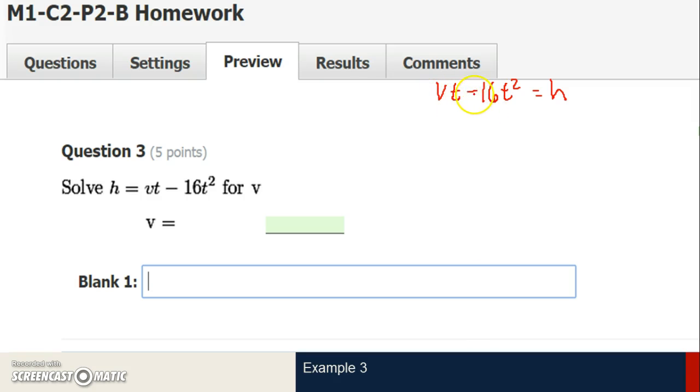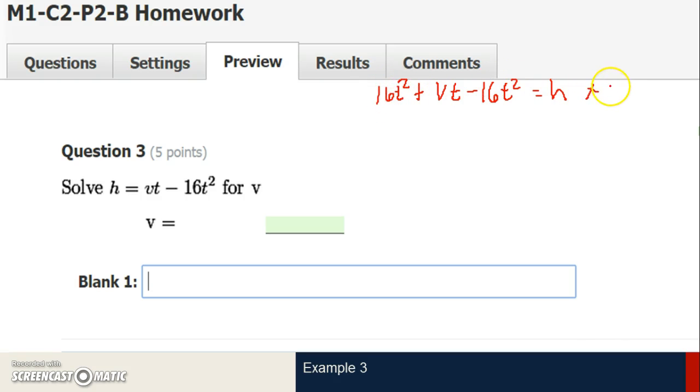V plus t minus 16t squared equals h. I've got to solve for v. What I'm going to do here is eliminate subtraction, because subtraction comes before multiplication. If I want to eliminate a negative 16t squared, all I have to do is add the opposite, which would be a positive 16t squared.